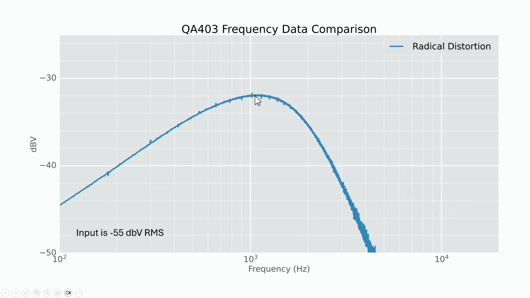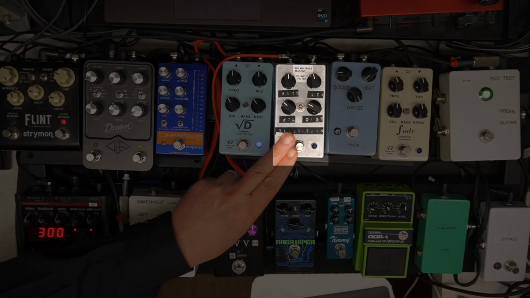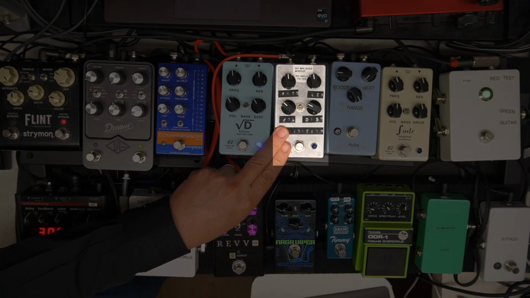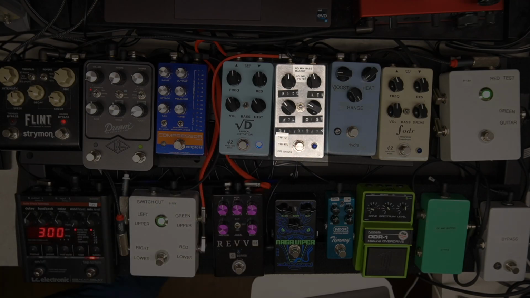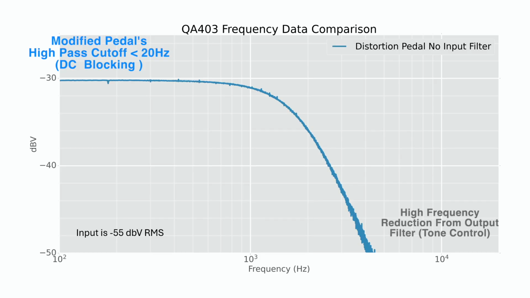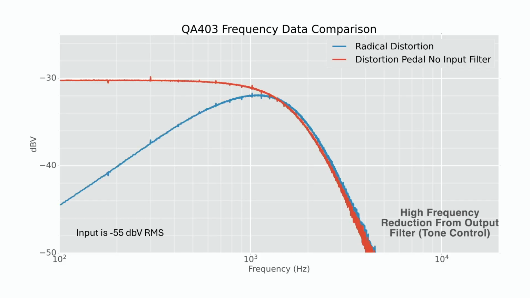So to find out how much that really contributes to the sound, I took another radical distortion pedal. This is a pre-prototype. I removed the input filter, set it really, really low, and then I also took out the bass makeup circuit. So this circuit's response now looks like this. And you can see that all that low frequency is now put back in because I removed the input filter. In fact, if you compare the two, you see how much more low-end response this modified pedal has.